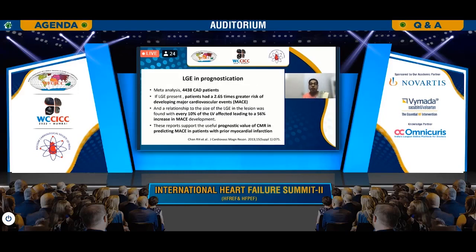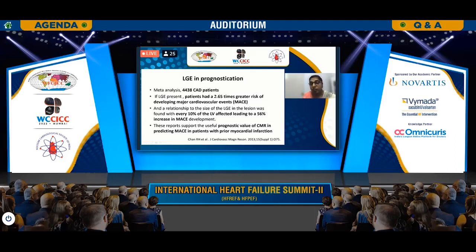As far as cardiac MR and prognostication in patients with ischemic heart disease is concerned, this is one of the meta-analyses with 4,400 plus patients. It found that if there is a scar, that is, if LGE is present, the patient had a much higher risk of developing MACE. Every incremental increase in the scar, that is, every 10% increase of the LV affected, led to a 56% increase in MACE.